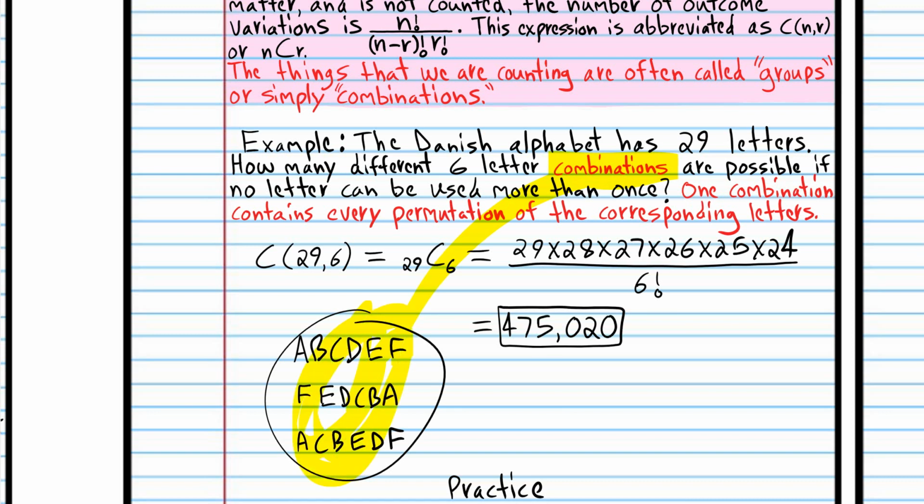So for every grouping, and by the way, combinations are also called groups, for every group of letters, there's a certain number of permutations that we have to divide out because we don't care about those. When you divide, you make the number smaller.